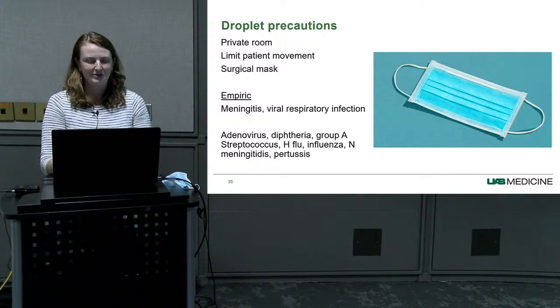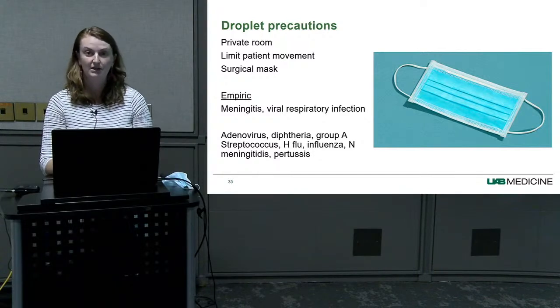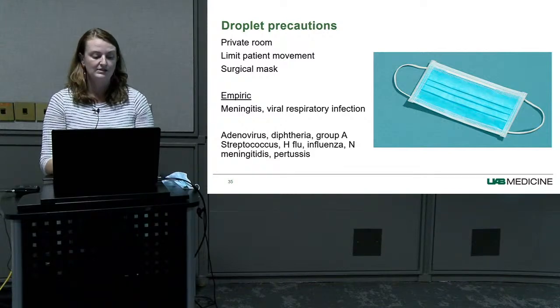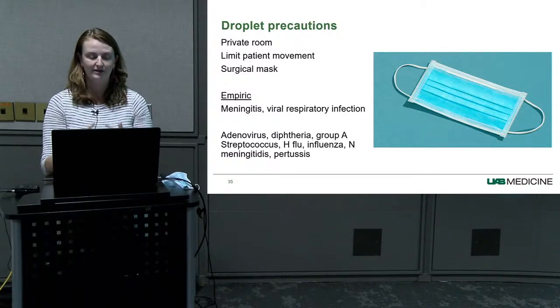The second transmission-based precaution to talk about are droplet precautions. So these patients also should be in a private room and limit patient movement through the hospital. And these patients, we as healthcare persons, would be wearing a surgical mask. Empirically, we would recommend droplet precautions for anybody who is coming in as a meningitis rule out, or certainly someone with meningitis, or those who present with viral respiratory infections, thinking about winters of the past and flu. So adenovirus, diphtheria, H-flu, and influenza, all thinking about infectious diseases that are transmitted via droplets.